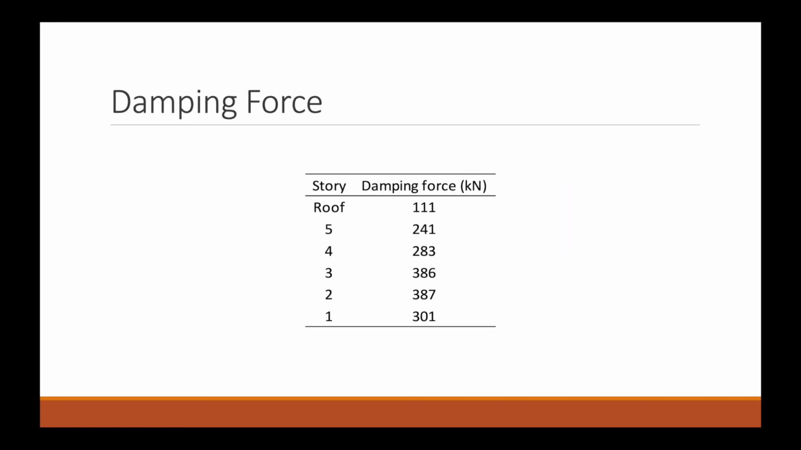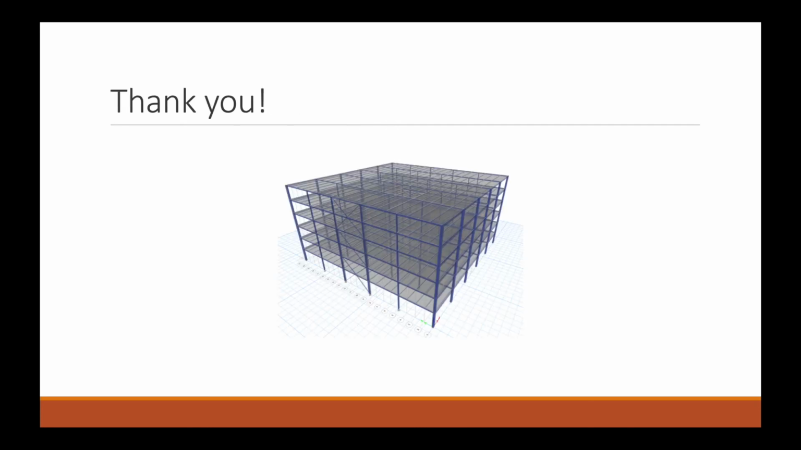The damping force can be directly read from the ETABS analysis result link output. Because ground motion 1 is quite off, the mean value of the damping force is calculated based on ground motions 2, 3, and 4. And that is all the presentation from Group 6.